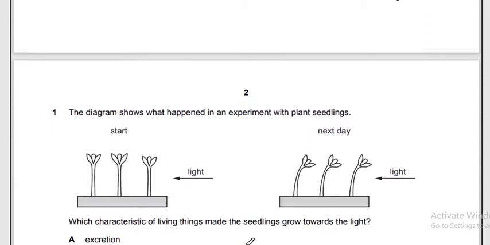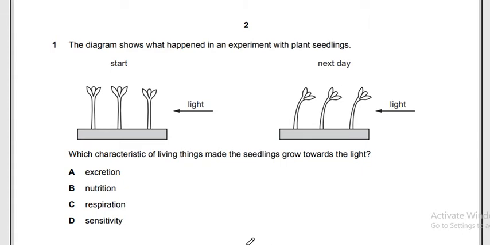Question number 1 is this. The question is, the diagram shows what happened in an experiment with plant seedlings. You have light, you have the start of the experiment and the next day. The arrow signifies where the light is coming from, and the next day you find out that the shoot of the plant has actually bent towards the direction of light, and this is an example of phototropism.